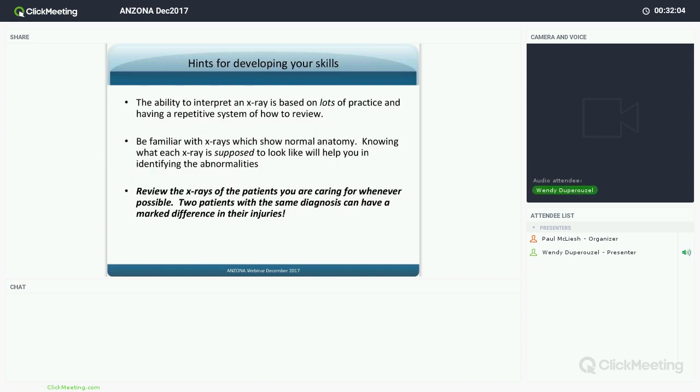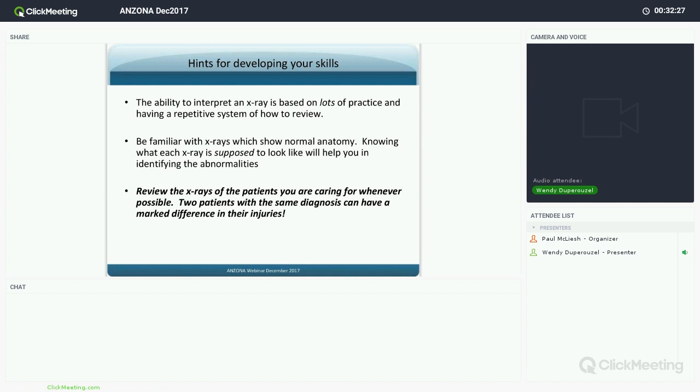Okay, some hints for developing your skills. It's not one of these things that you can just listen to a half-an-hour webinar and say, right, I'm going to be good to go now. And we certainly don't expect you to be able to do that. It's an area that you need to work on over time, and it's something that takes a lot of practice.